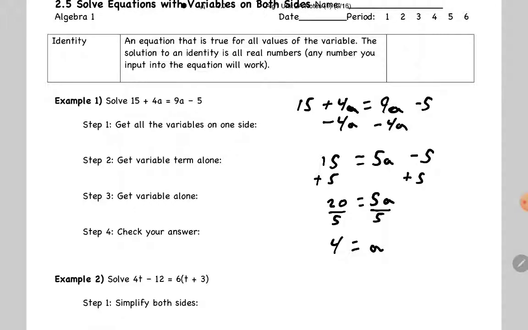Now if we want to check our answer, we're going to plug it back into the original equation. So 15 plus 4, a is 4, equals 9 times 4 minus 5. So 15 plus 16 equals 36 minus 5. Does 31 equal 31? Yes, it does.